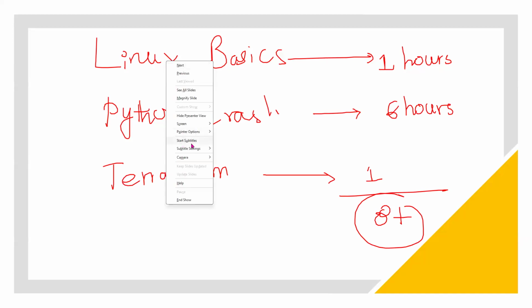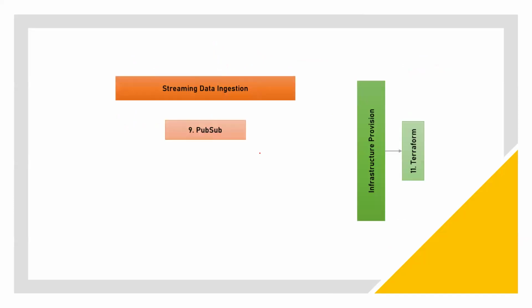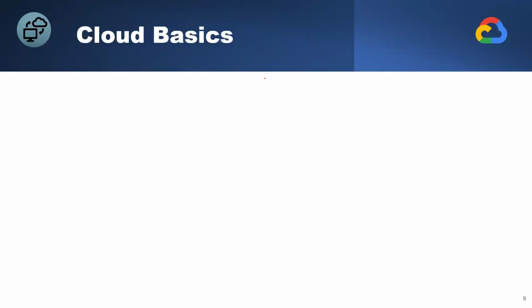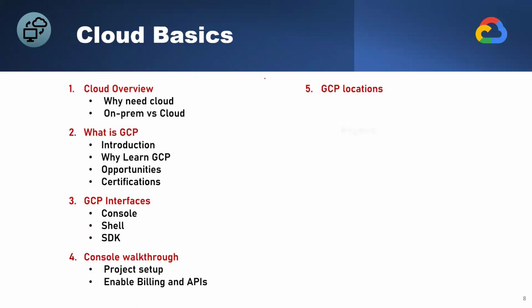In addition to all of these tools, we are covering Terraform, a streaming data ingestion tool, and an event-based solution, that is Cloud Functions. So in total here we are covering 3 services: 1 Pub/Sub, 1 Cloud Functions, 1 Terraform. So now tell me guys, how many services so far in total? If you ask me, it is more than 10.